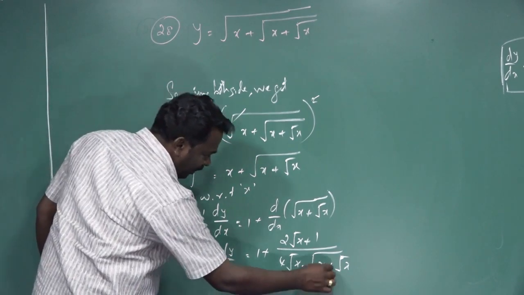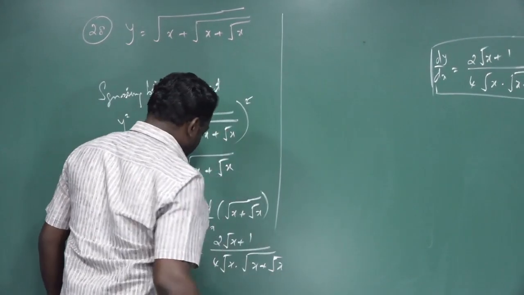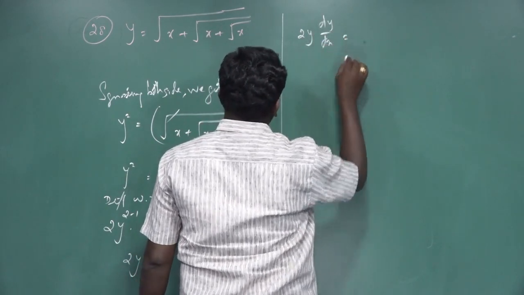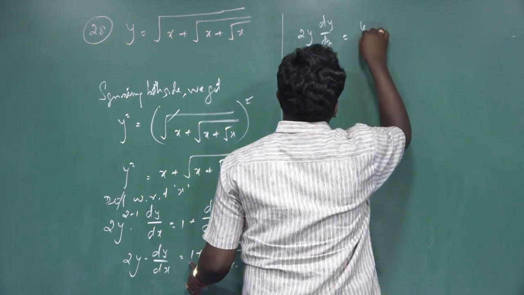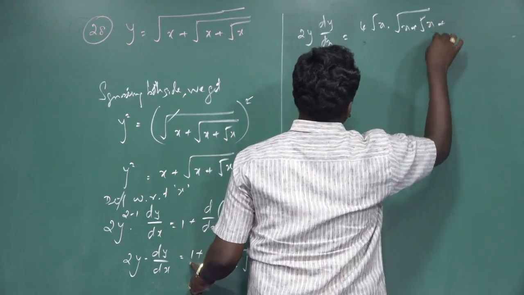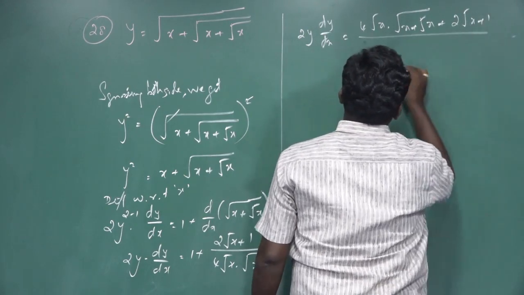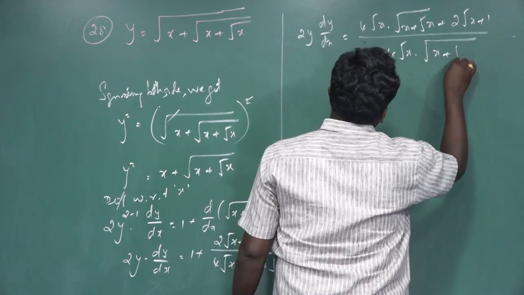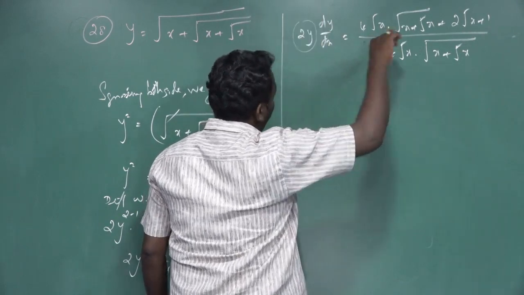Now we want to take the common denominator first, just cross multiply the value of 2y on the right hand side equation. Therefore 2y into dy by dx is equal to, taking a common denominator, multiplying the denominator by 1: 4 into root x into root of x plus root x, plus 2 into root x plus 1, over the common denominator 4 root x into square root of x plus root x. Now just transfer this 2y to the right hand side equation.